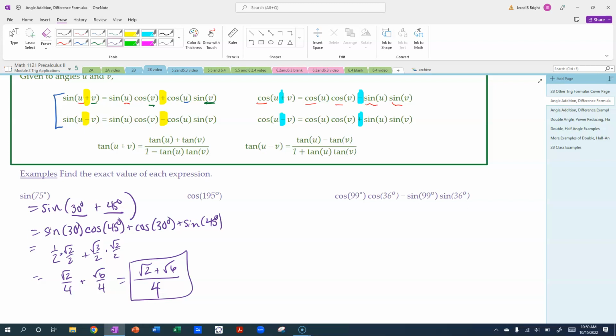Okay, so we have one example down. Again, we just had to look for the two angles. Let's see if we can do that again with cosine. So again, I'm going to say, take a moment and pause the video. Try and break this cosine of 195. Split that angle up into two nice angles that we already know from the unit circle.